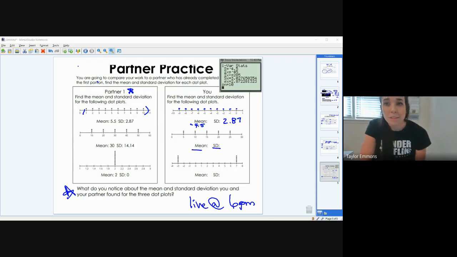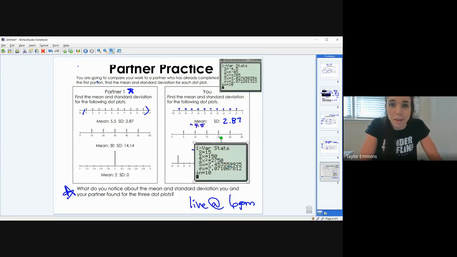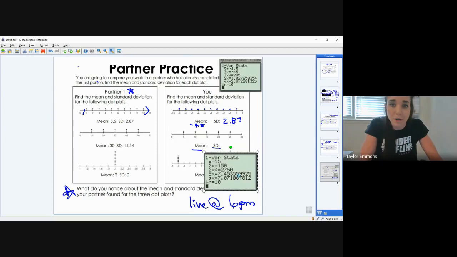Okay, so I put my list into my calculator. I'm going to hit stat. I'm going to scroll over to where it says calc. I'm going to press enter, and then I'm going to hit enter again. And when I do this for the second one, I get this as my screen. This is for the second one.